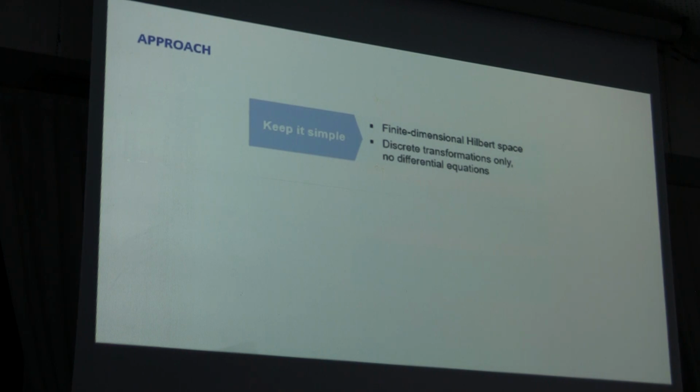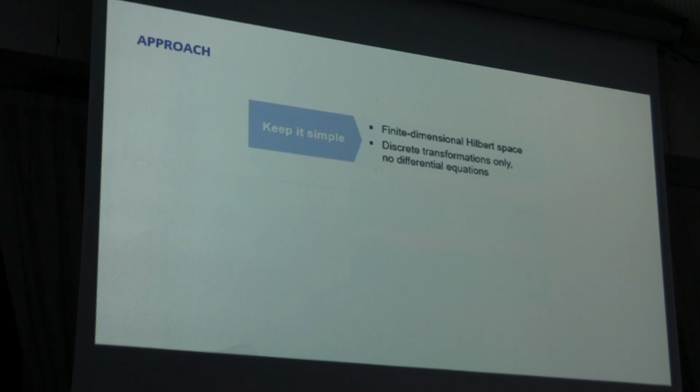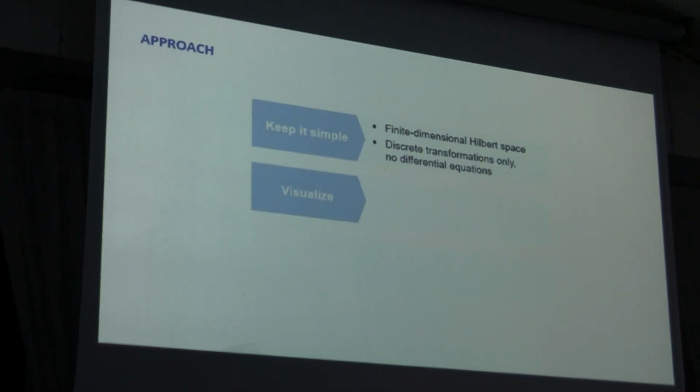Now, what was the basic philosophy, the basic approach to this course? The first one I already mentioned, keep it simple. What does that mean specifically? Everything is done in a finite dimensional Hilbert space. So we start with the qubit, which is two-dimensional, so that's the smallest you can get, but it never becomes infinite dimensional. And we only look at discrete transformations, so there's no continuous time parameter, there are no differential equations, which simplifies a lot the mathematics.